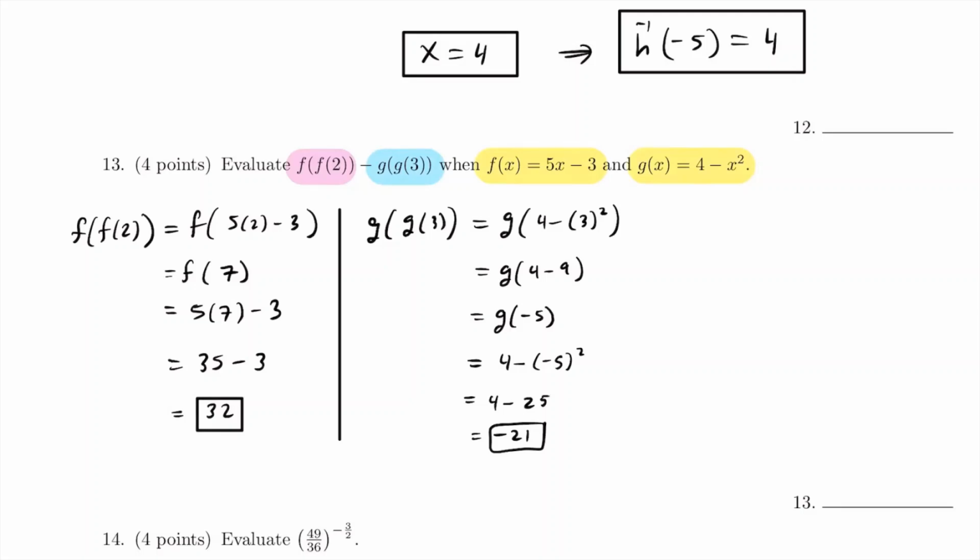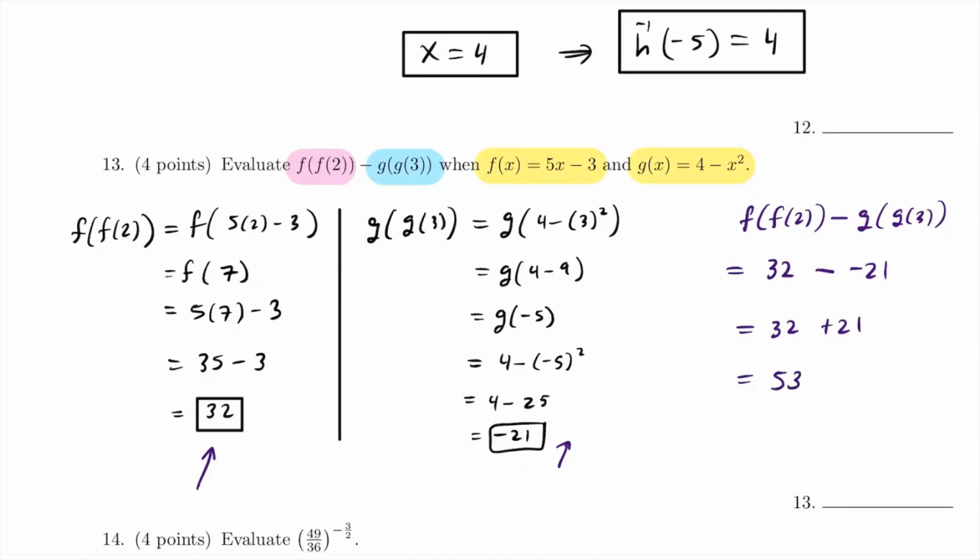Now for this entire composition that we're looking for, we want to find f of 2 minus g of 3. Well, we know f of 2 is this one right here. That's 32 minus g of 3. That's this one right here. So that's negative 21. Then we just combine them. This is 32 plus 21. So that's going to give us 53. So that will be our final result for f of 2 minus g of 3.